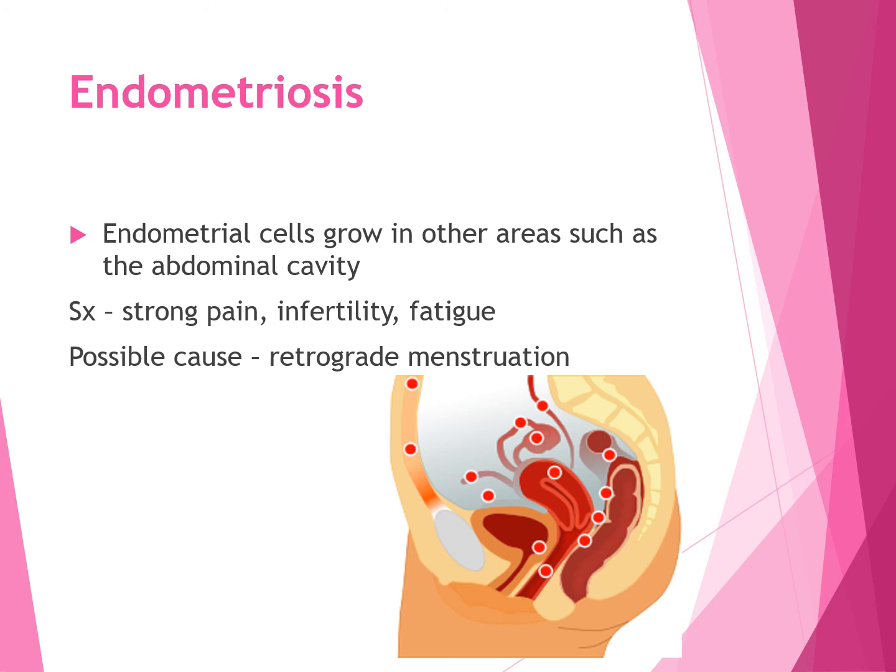Endometriosis. Endometrial cells grow in other areas such as the abdominal cavity, fallopian tubes, and ovaries. In this, there is strong pain, infertility, fatigue, and heavy bleeding. Many times anemia is also there because of the heavy bleeding. A possible cause is retrograde menstruation.